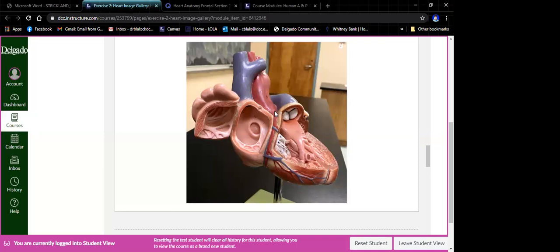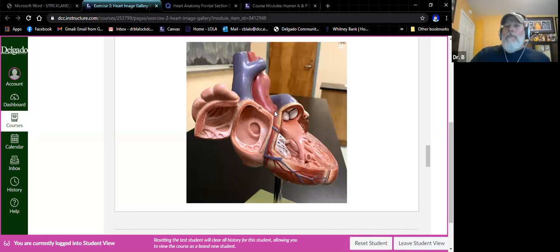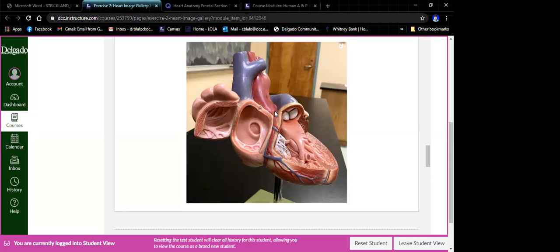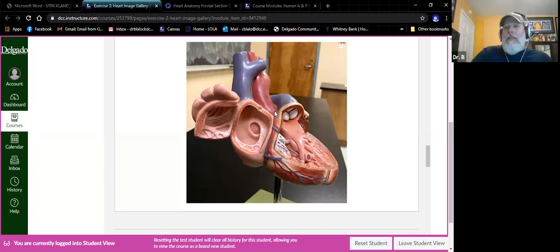I have a question, Professor. Is that the little hole that when the baby's born, they said the baby had a hole in their heart? That's it. But it closes up eventually on its own too, right? It can. It usually closes before birth.